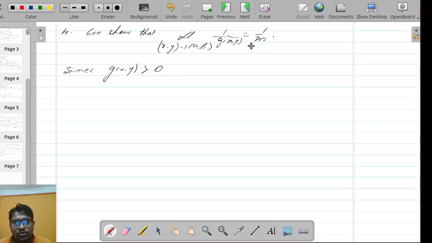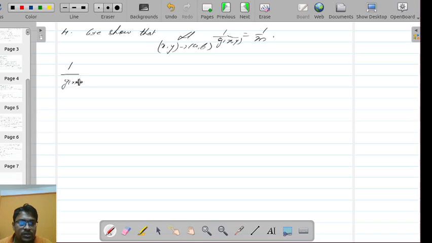And m is also greater than 0. Okay, so we can use something here. We have to use these properties. Let us try to analyze what happens. I want to show that this limit is actually equal to this.